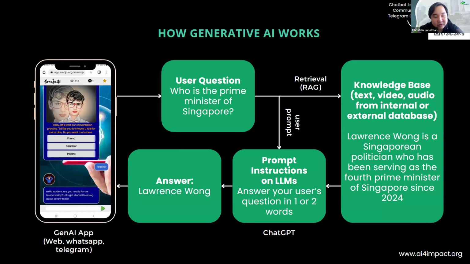I mean, they're using multiple data sources, and then it gives you an answer, right? So typically, if you're using ChatGPT, this question will flow into a user prompt, and then in your prompt instructions, you can actually tell GPT to answer the question in 1 or 2 words. Therefore, the answer is Lawrence Wong. This is the answer.